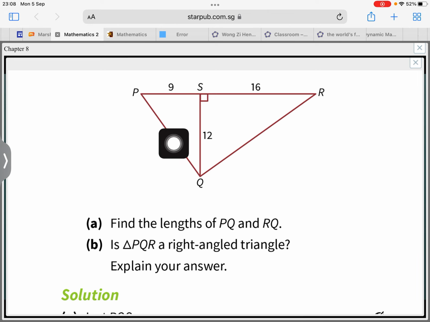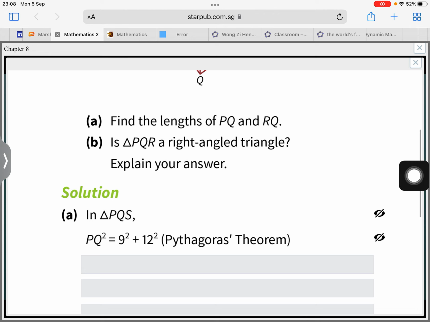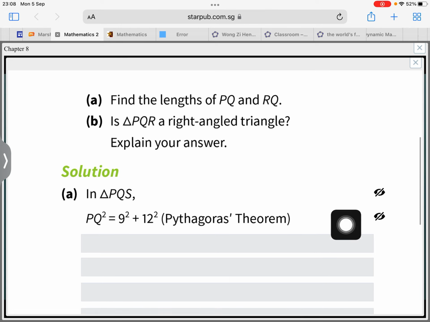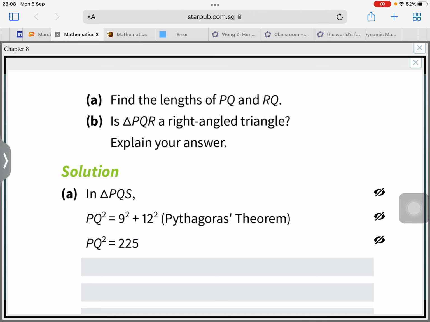So in this case, PQ square should equal PS square plus QS square. They straight away do the substitution: PQ square equals 9 square plus 12 square. Take note, you need to write "by Pythagoras theorem", because if not, this doesn't pop out anywhere. You need to show me that you understood Pythagoras theorem. Key into a calculator, 9 square plus 12 square, you get PQ square is 225.